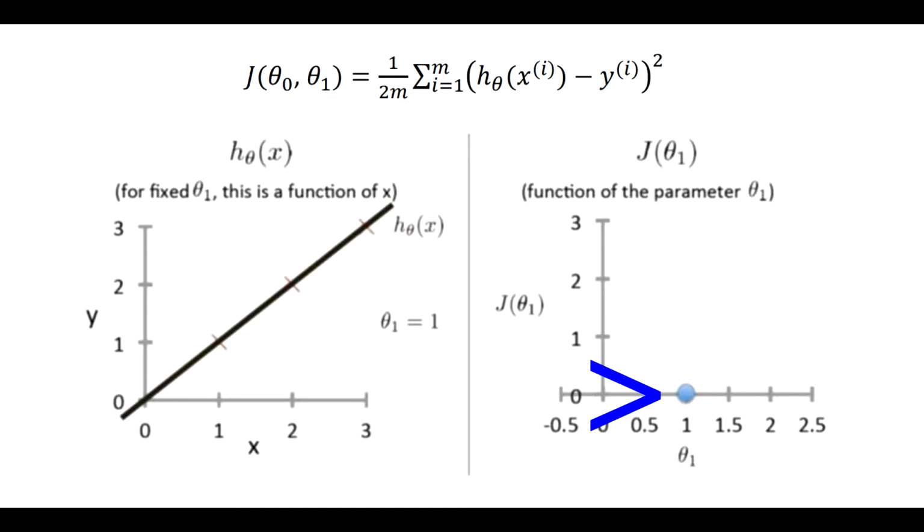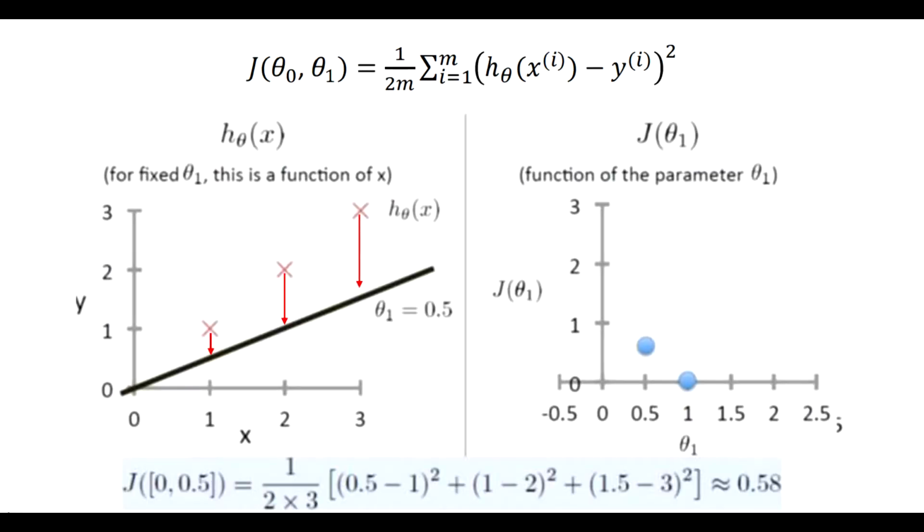Now we can plot the point into the cost function graph. Next, for theta 1 equal to 0.5, we can see the gradient of the graph is reduced. Then we plug the value into the equation again. We get the value equal to 0.58.